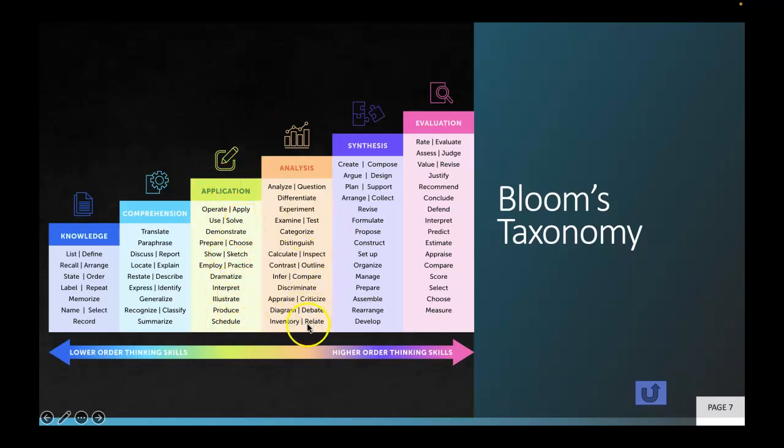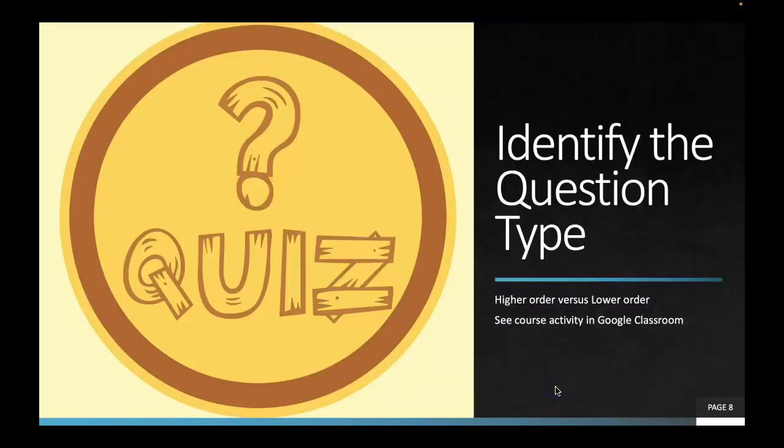This gives you, again, some of those cognitive verbs that you can be using when you're writing your test questions. And you have an activity. So there will be an activity for you to do later that will help you apply these and determine lower order versus higher order thinking, that hopefully you will find beneficial.